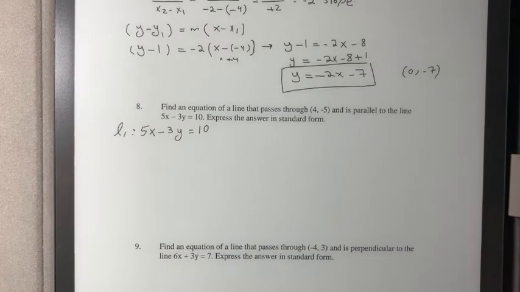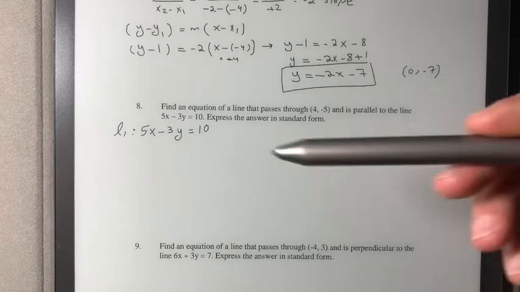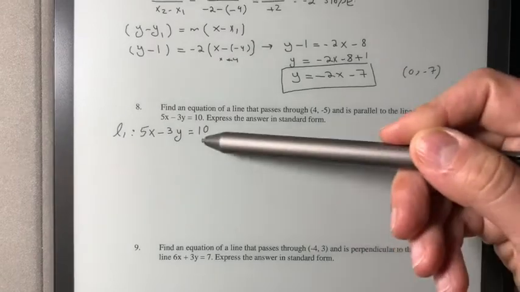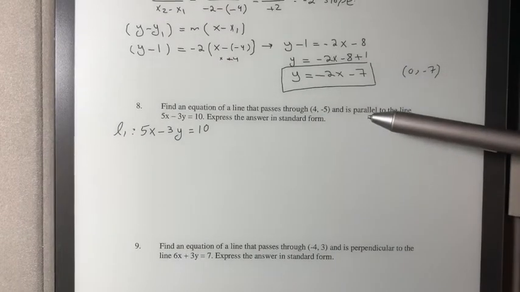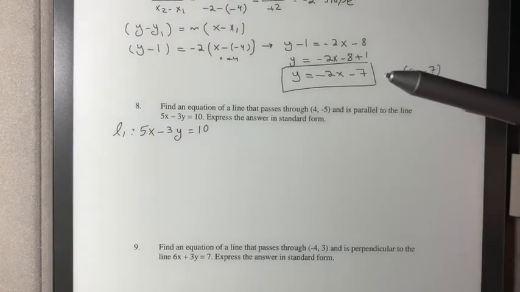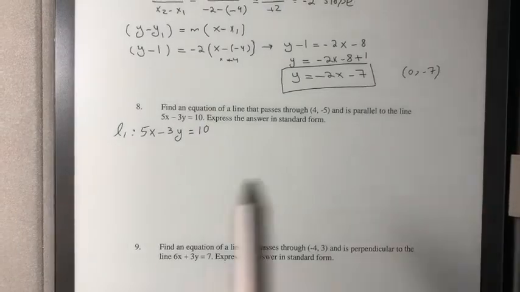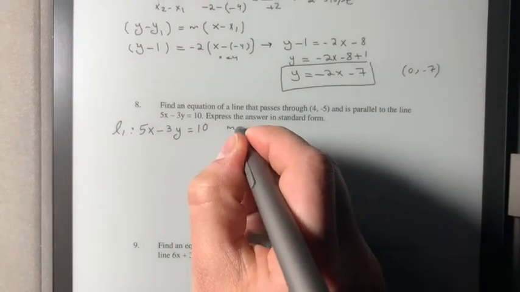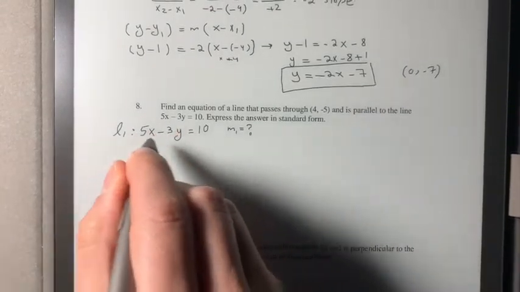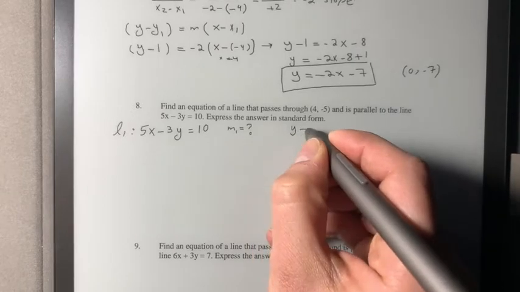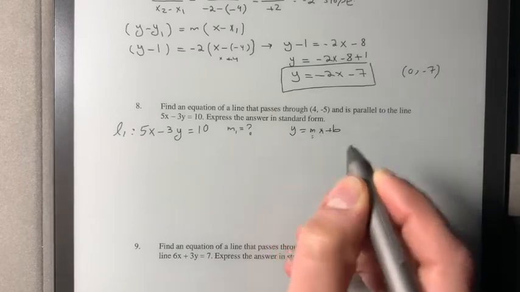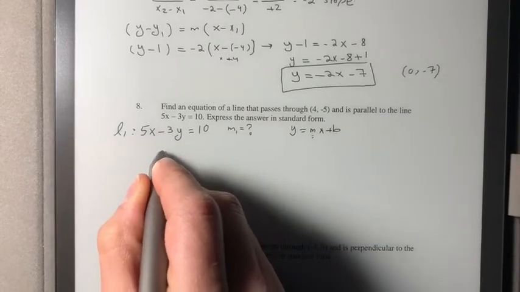If I want a line parallel to this L1, I should have the slope of L1. Because the relation is parallel, M1 is equal to M2, which means the slope of the first line is equal to the slope of the second line. So I want the slope here. What is M, let's say M1? How can we find this? If I write this down in the form of y equal mx plus b, I can find the slope, correct? The slope is M. So let's do this.